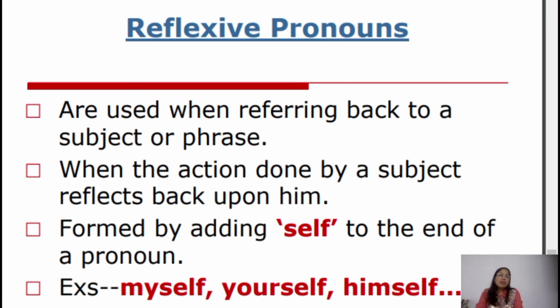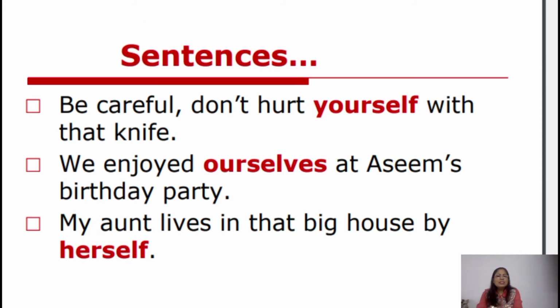Reflexive pronouns are used when referring back to a subject or phrase, when the action done by a subject reflects back upon him. We make use of reflexive pronouns by adding the word self or selves to the end of a pronoun. For example, myself, yourself, himself. The plural can be formed when we make use of the word selves: yourselves, themselves, and so on. Let's look at some examples.